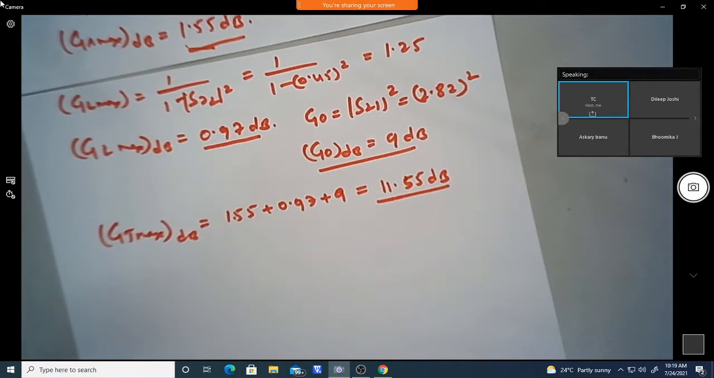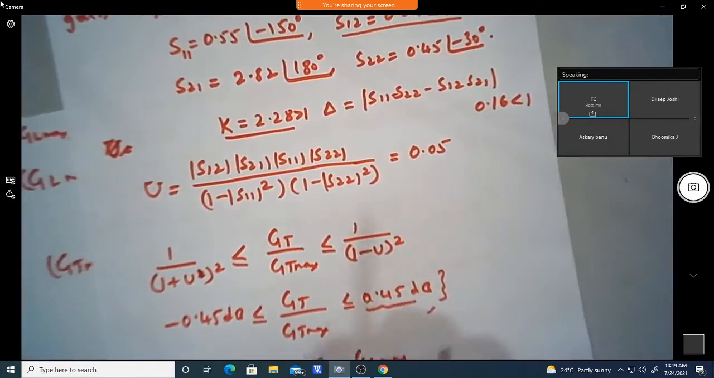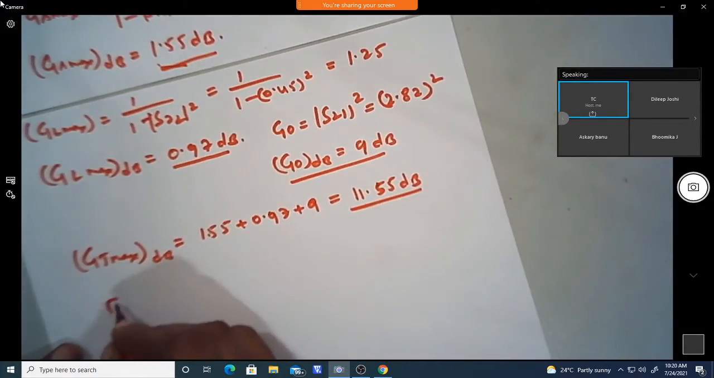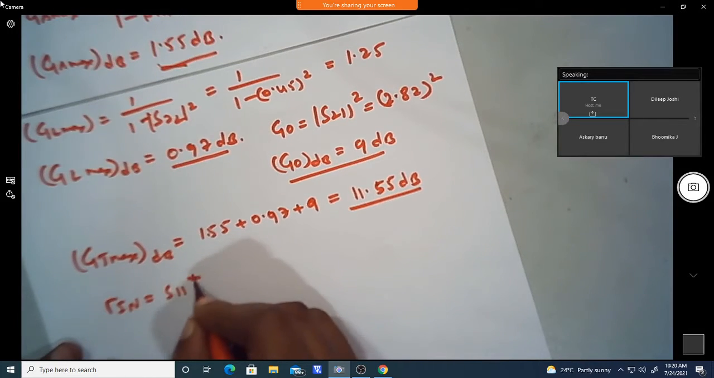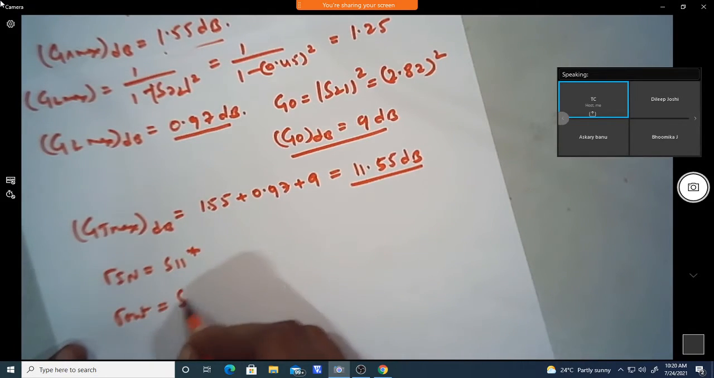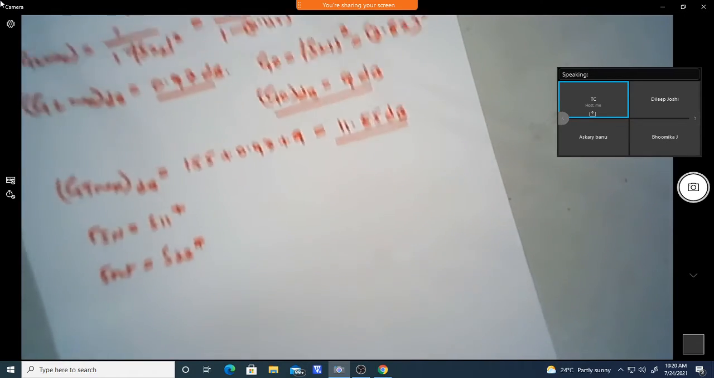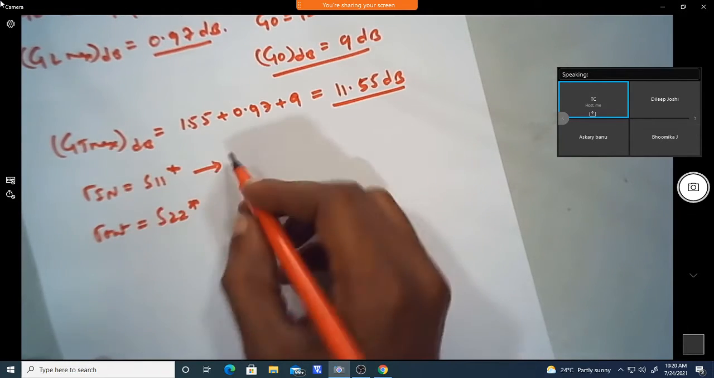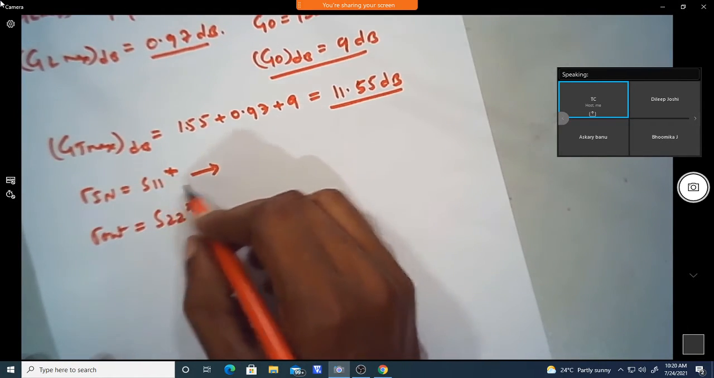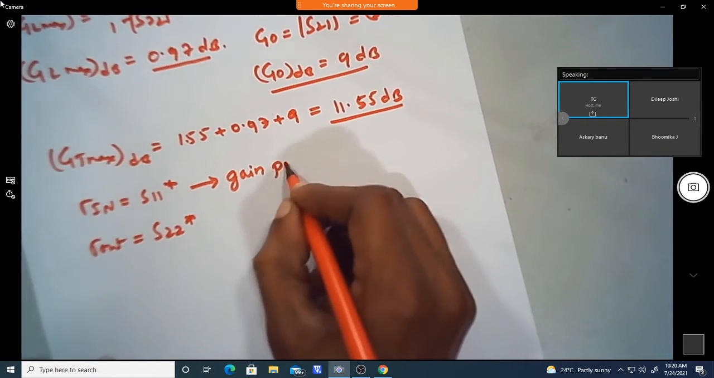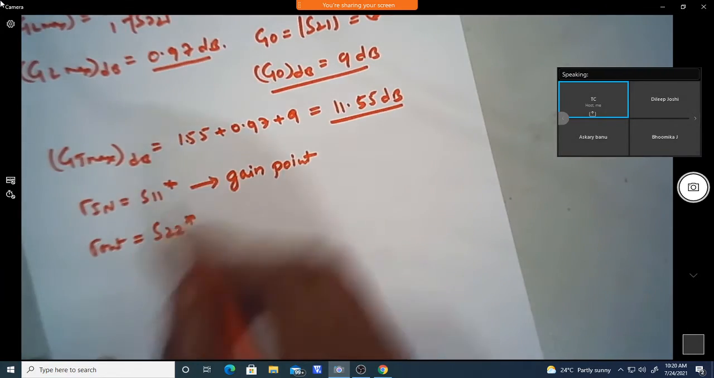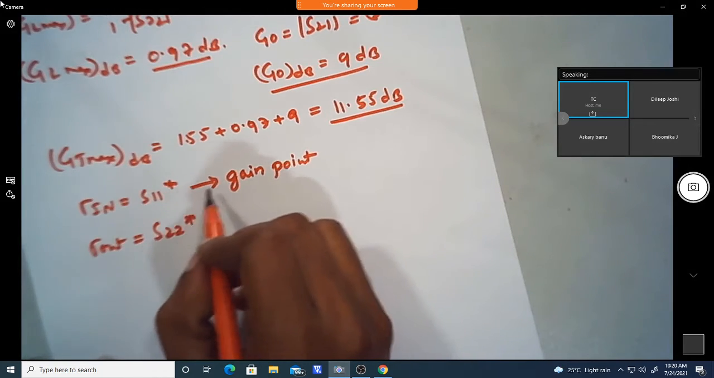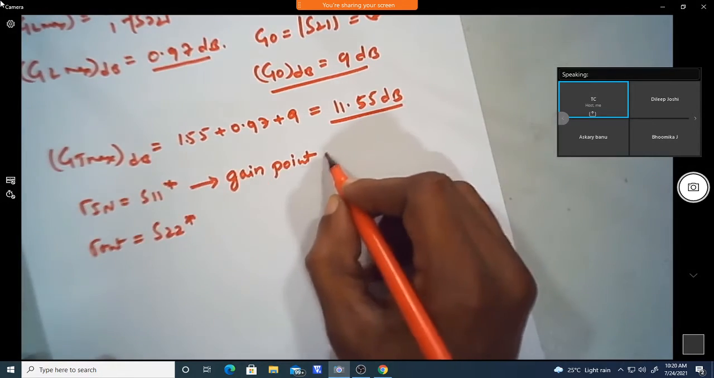For the input and output matching network, we know, as we have seen, that gamma in will be nothing but S11 star and gamma out is equal to S22 star. Now for this unilateral case, the constant gain circle for the input side is a single point, that is S11 star. The gain point will be a single point. Now we need to match the input side to this point. That matching we need to do.